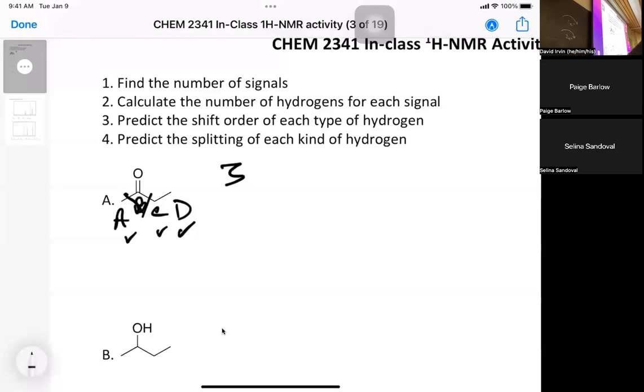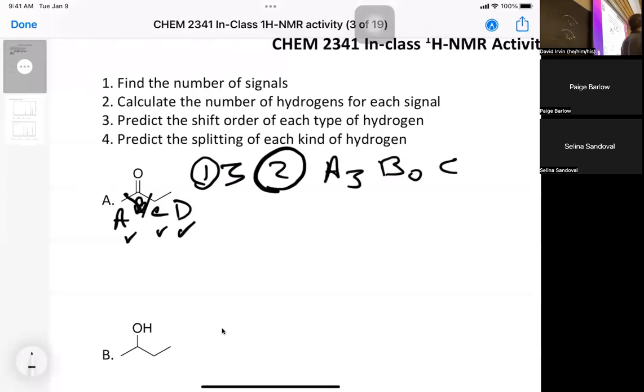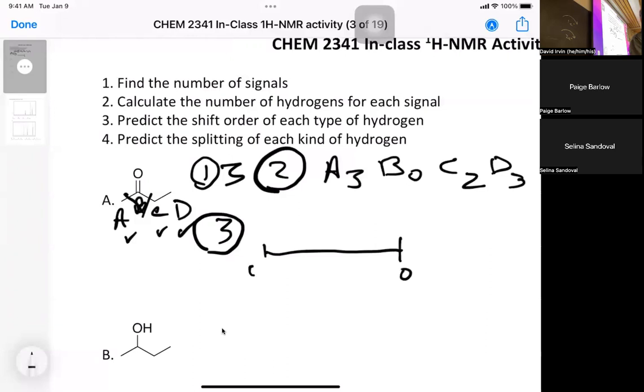Okay. So that's the first thing to do. Second thing to do is to identify the hydrogens there. So on A, how many hydrogens are we going to have? 3, because that's a methyl group, right? On B, we have 0. On C, we have 2. And on D, we have 3. Okay, so that's how you do part 2. Now, part 3, you don't have to have actual values, but I want you to put a 0 and a 10, just to have your relatives here.